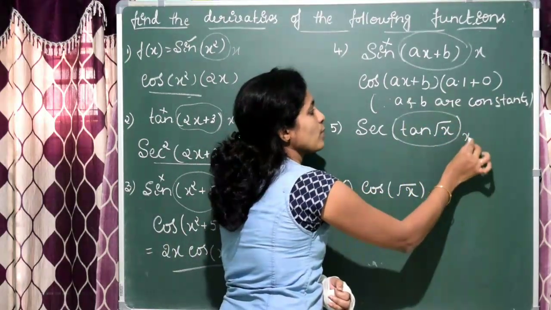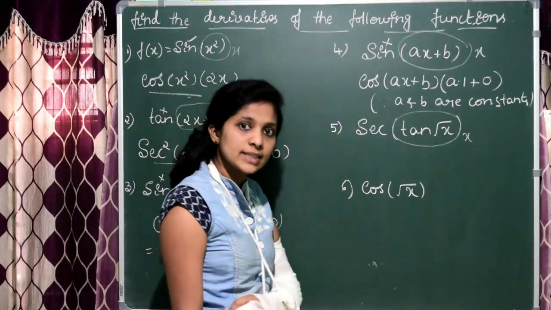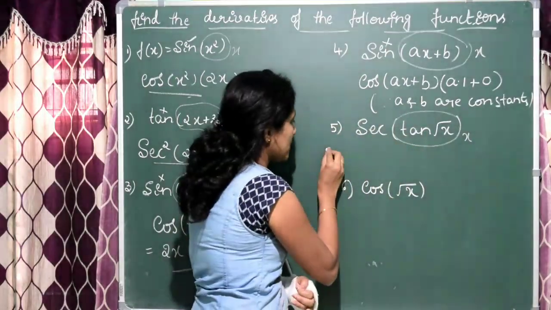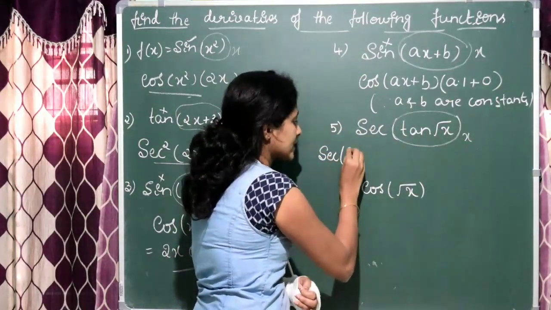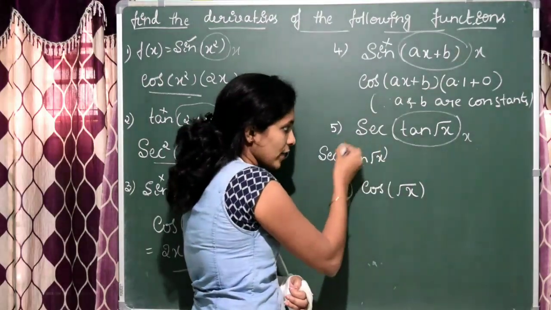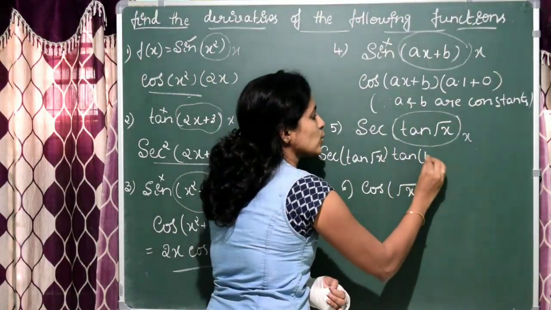So now it's of the form secant x. What is the derivative of secant x? Secant x into tan x. But in the place of x, here we have tan of root x. So this will be now secant of tan root x. Is it clear? Secant x into tan x. In the place of x it is now tan root x into tan of tan root x.